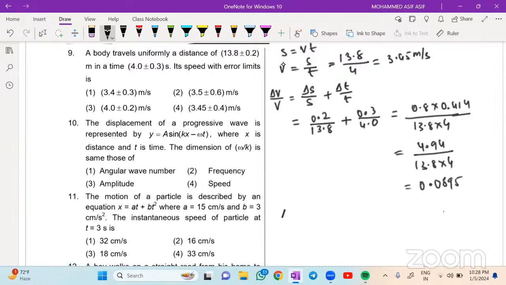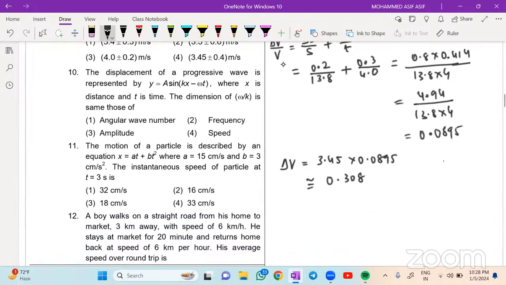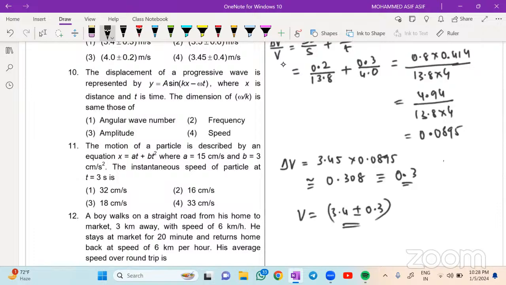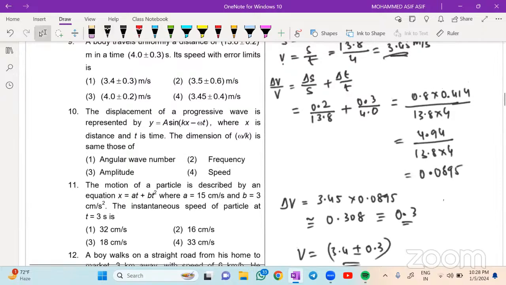Okay, so delta V will be equal to how much? Delta V is equal to 3.45, this value V, into 0.0895. That is approximately, I can take it as 0.308. Okay, that means for the calculation purpose, I can make it as 0.3. Isn't it? So V will be equal to how much for me? 3.4 plus or minus 0.3. This will be the answer. So 3.4 plus or minus 0.3. First option will be the answer for this.